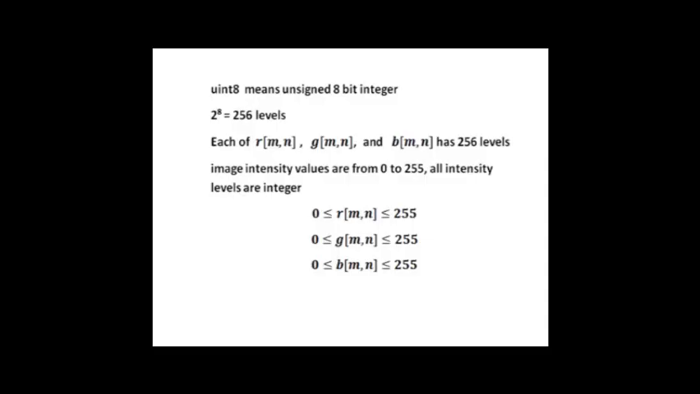uint8 means unsigned 8-bit integer. As you know, in a computer, data storage, processing and manipulation everything happens in binary terms. So 2 to the power 8 equals 256, and the intensity level is decided as 256 levels. So each of R, G and B has 256 levels, but mathematically the discrete intensity values are from 0 to 255. So you can write R, G and B between 0 and 255 as shown on the screen.